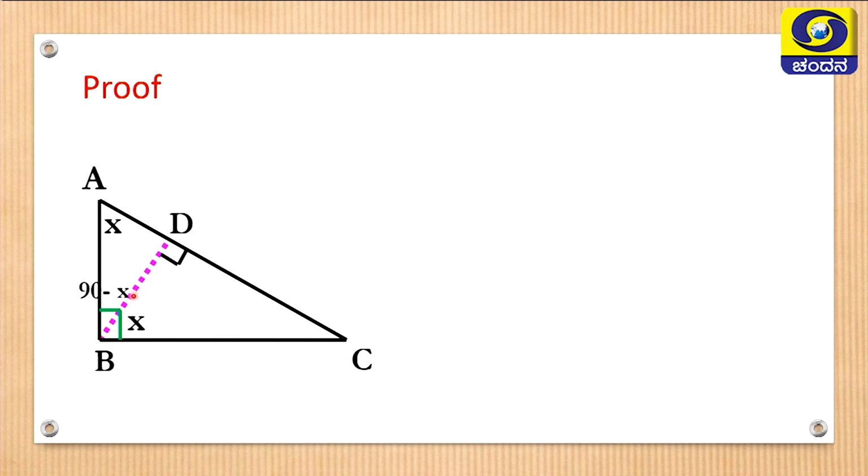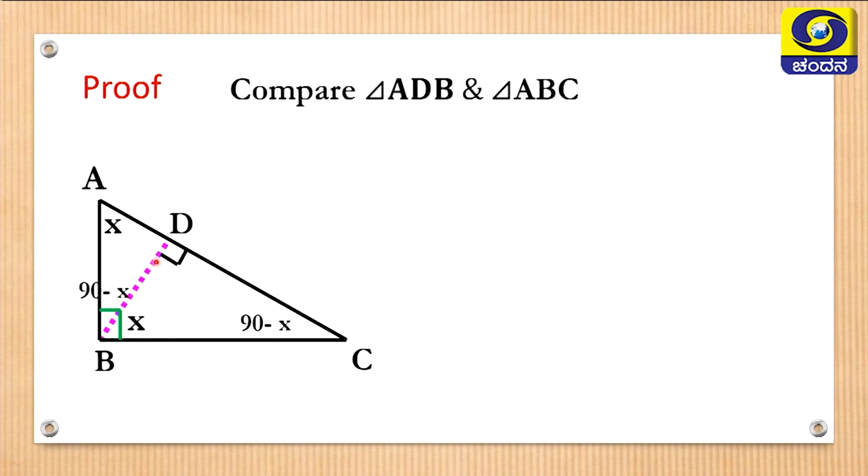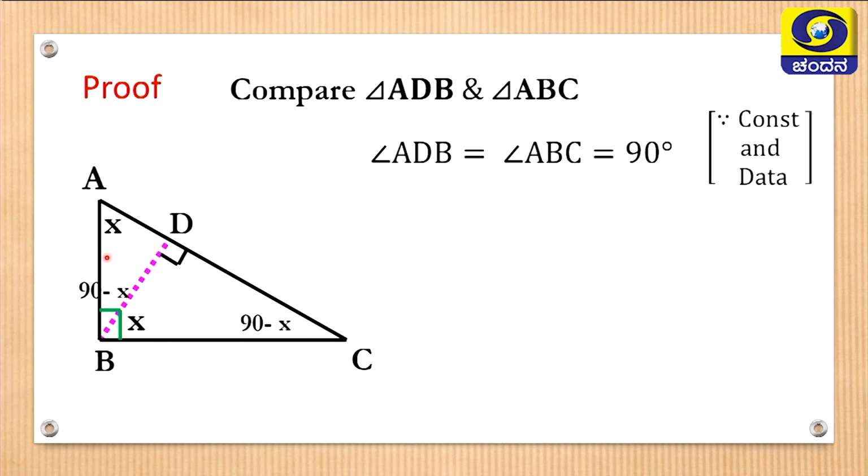Therefore, in right triangle BDC, what about that angle BCD, children? BCD has to be 90 minus x. So, therefore, shall we compare the angles of triangle ADB with the angles of right triangle ABC, children? Let us start. What is the first point you wish to write? Which are the angles equal to 90? So, angle ADB is 90. It is because of construction.